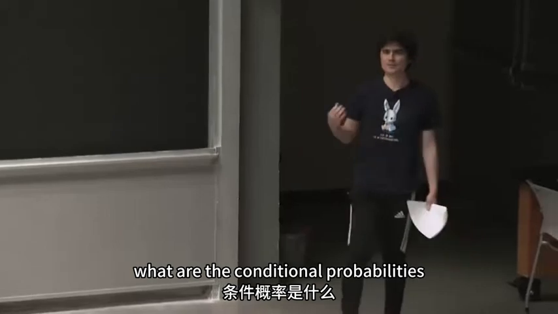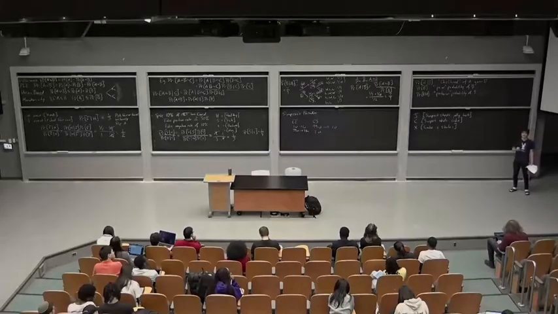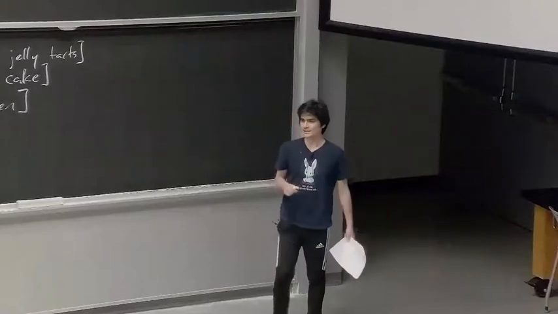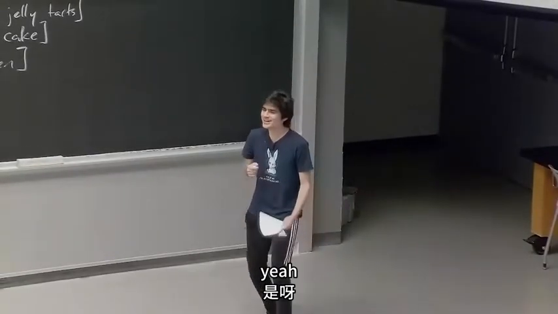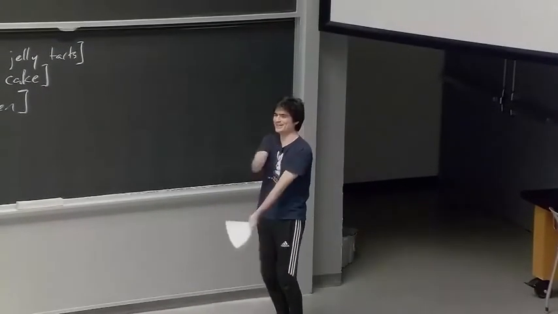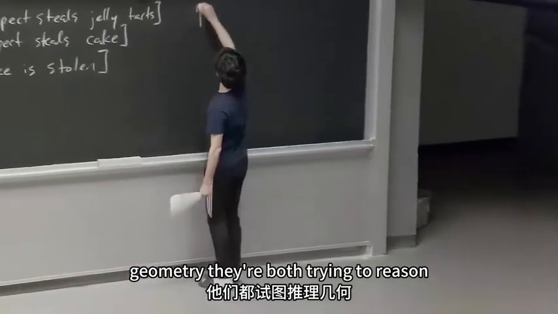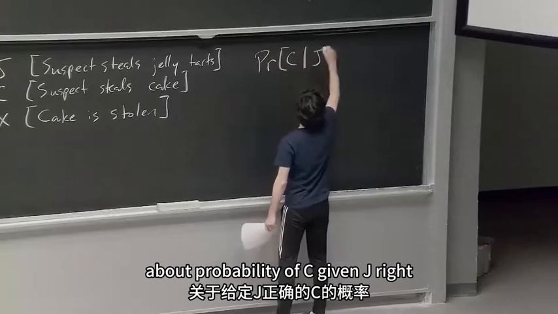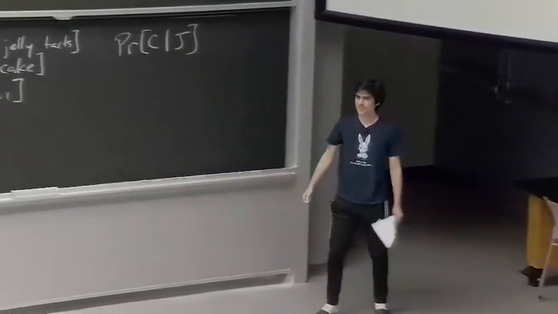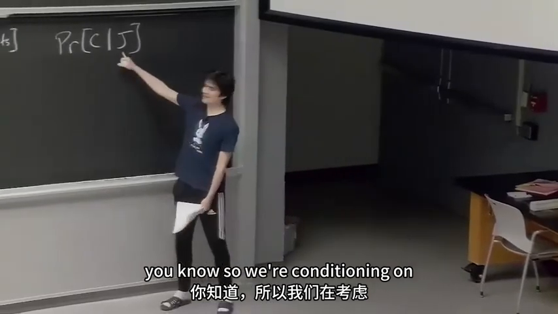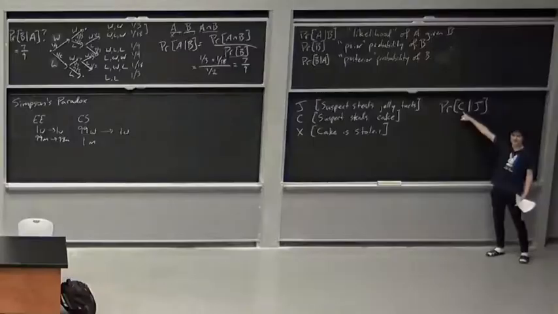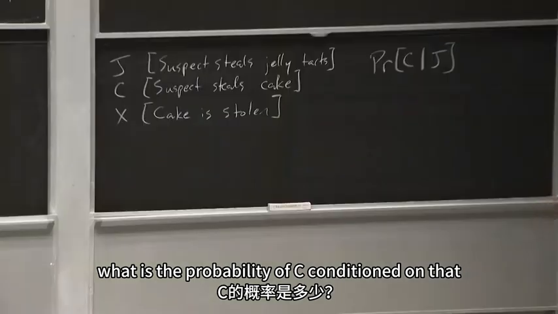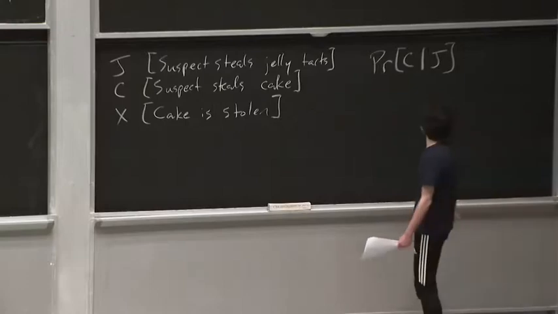Okay? So what are the probabilities that they're reasoning about? What are the conditional probabilities? Yeah? Yeah, well, you're both right. They're both trying to reason about the probability of C given J, right? So we're conditioning on the suspect having stolen jelly tarts, and they're both trying to make claims about the probability of C conditioned on that. Okay.